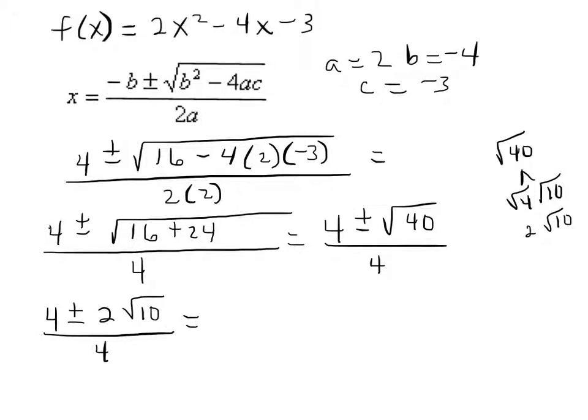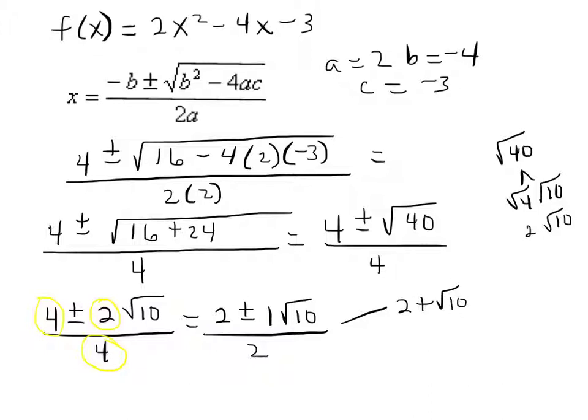Now, because the following simplifies, if you notice that this 4, this 2, and this 4 are all divisible by 2, then I can reduce this answer by dividing everything I've circled in yellow by 2, to 2 plus or minus the square root of 10 all over 2. So my two answers are 2 plus the square root of 10 divided by 2, or 2 minus the square root of 10 divided by 2.